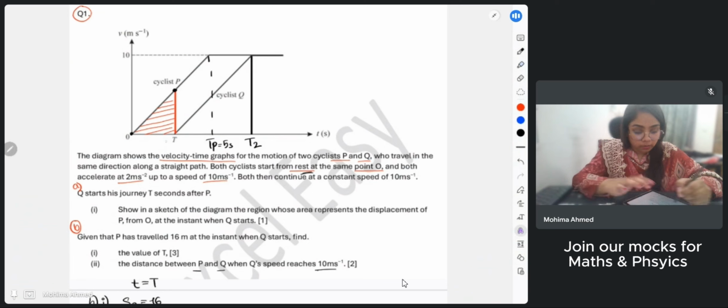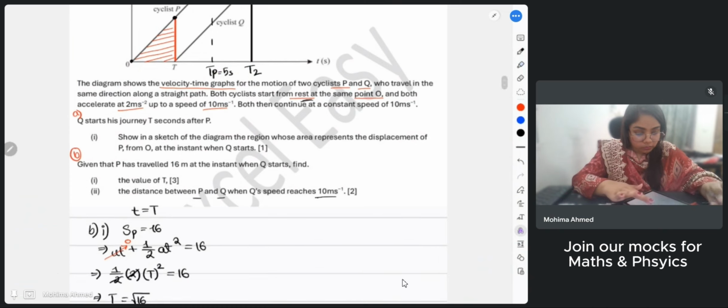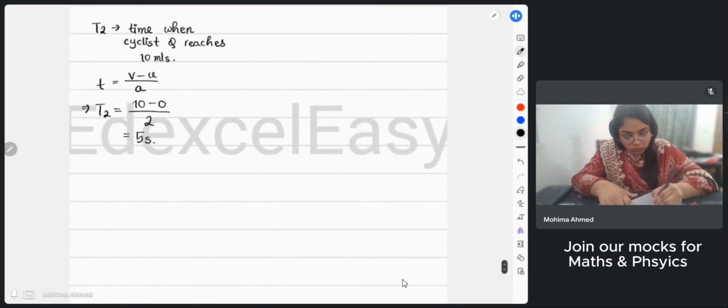We calculated that in part B1. So for T2, it will be added with that extra 4 seconds. From T to T2, this portion of time was 5 seconds, and before that it was already 4 seconds delayed, right? So in that case, from the origin to the T2 point, the total time would be 4 plus 5, so 9 seconds. So I'm going to write this as this plus 4 seconds, this plus 4 seconds, and eventually it's just going to be 9 for us.